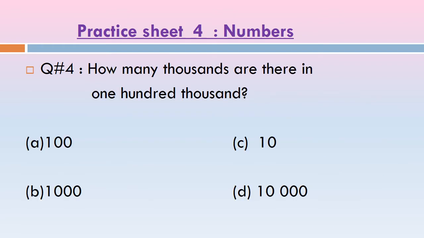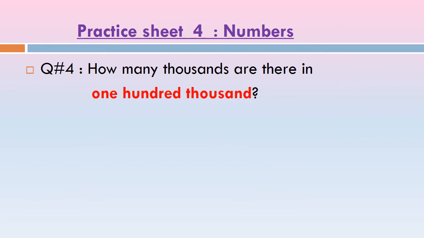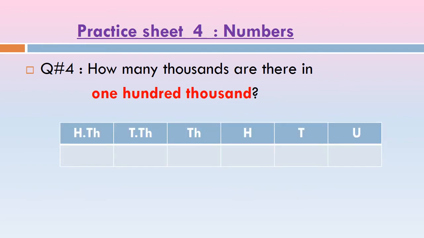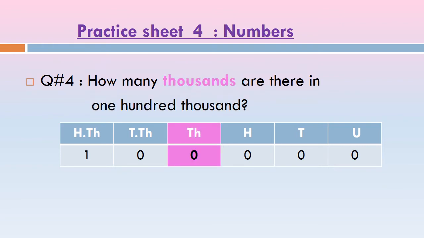Now question number 4. How many thousands are there in 100,000? How many thousands are in 100,000? Here this is the place value table. We can write all the digits in this place value table starting from units column. Firstly unit, then tens, hundreds, thousand, 10,000 and 100,000s. As we have to find how many thousands are there in 100,000, so we will start from the thousands column. Here in thousands column it is 0, moving towards the next.